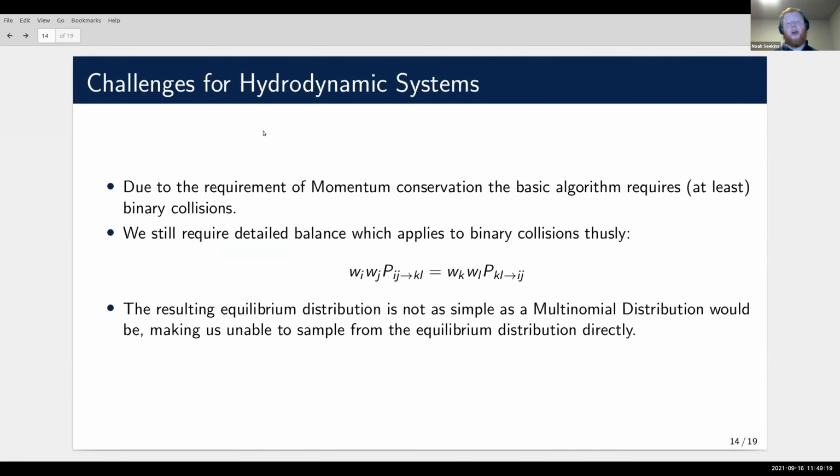The next big challenge that we had was converting this to a hydrodynamic system, which is a little bit about our next project. So we'll talk about this here. Due to the requirement of momentum conservation, we need binary collisions. We set up a detailed balance, which applies to the binary collisions similarly to how our detailed balance applied to the single collisions. We just go from ij to kl and kl to ij, as opposed to i to j and j to i. The resulting equilibrium distribution isn't as simple to sample as the multinomial distribution would be. So we have to find what that distribution actually ends up being.